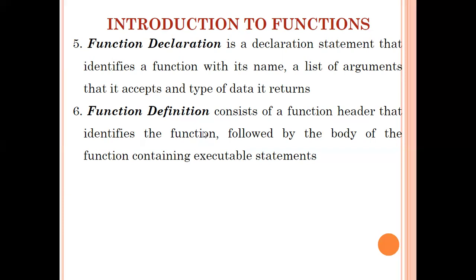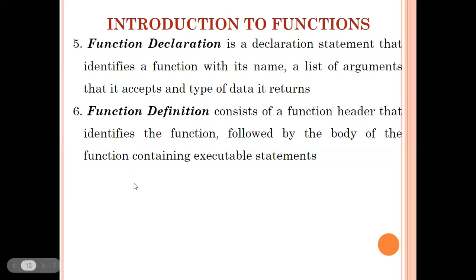Next one, function definition. Before defining the function, first of all, we should have declared the corresponding function in the C program. Okay, so function definition will be having these parts. Function header that identifies the function, followed by the body of the function containing executable statements. Okay, so this function declaration statement must end with a semicolon, but this function definition part should not end with a semicolon. Okay, and inside this definition, we will be giving some executable statements or statement block to be executed whenever we call that particular function.